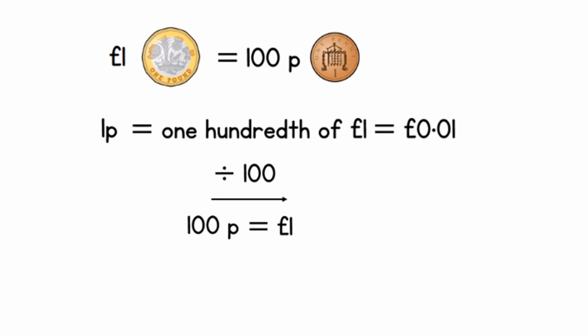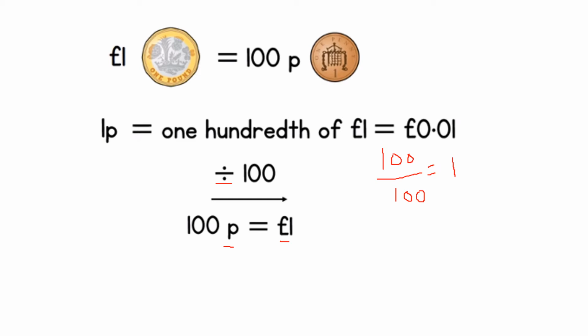Now over here we have 100 pence and we have £1. Now in order to convert from pence to pound, we need to divide by 100. So we have 100 divided by 100 equals a pound. Equals 1, so over here, in this case, it's a pound.